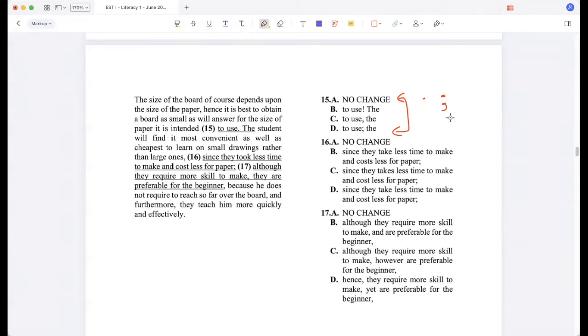Since they took less time to make and cost less for paper, although they require more skill, they take, right? They take and cost. So we need they take and cost. So it can't be B, it can't be C. They take, right? So it has to be D. Although they require more skill to make, they are, yeah, so I will go with the full stop here because we are anyway using a semicolon here, so that will become too long.